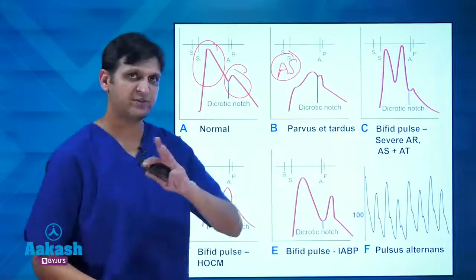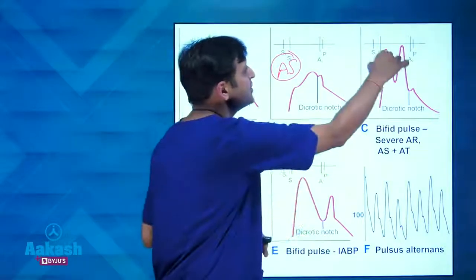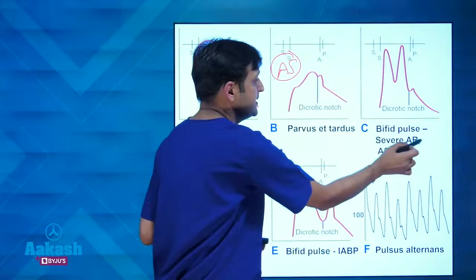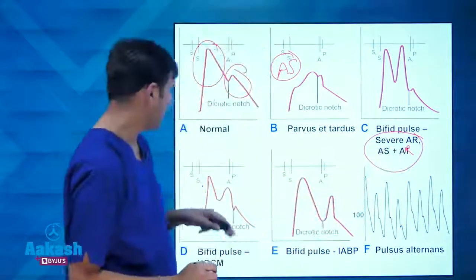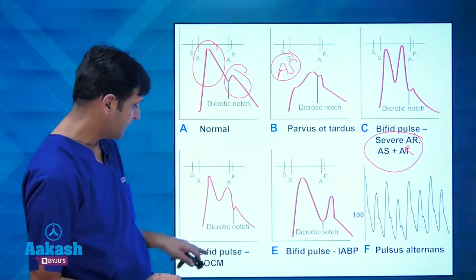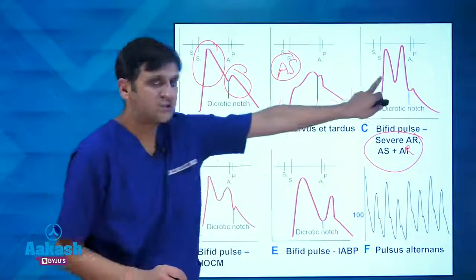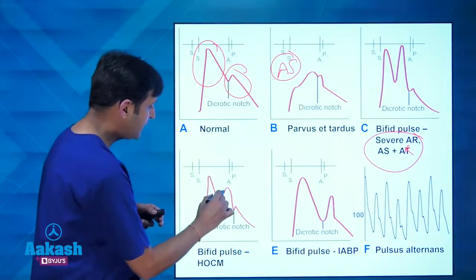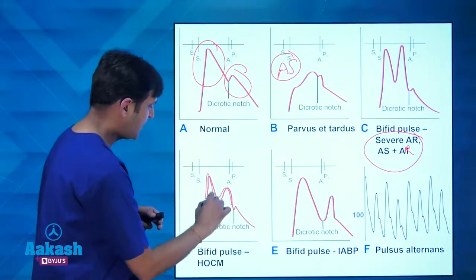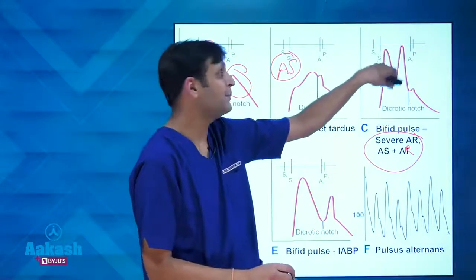Then there are three types of bifid pulse. One is of course the dicrotic notch, when you have two systolic peaks, seen in severe AR and AS plus AR. The other cause of bifid pulse is hypertrophic obstructive cardiomyopathy. What's the difference between these two images? Both are systolic peaks, but here the second peak is of dome pattern, so it's a spike and dome pattern, whereas in AR both the peaks are almost of the same amplitude.